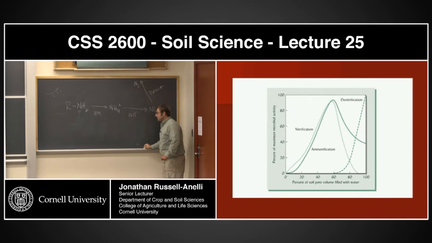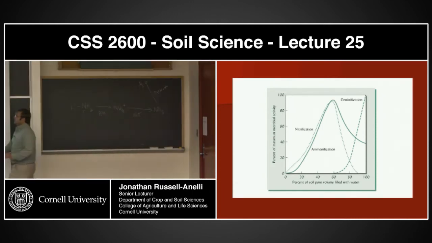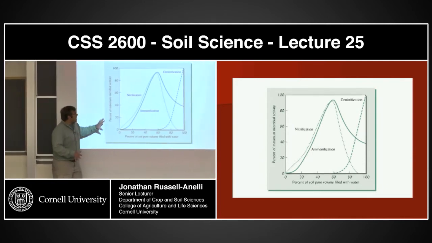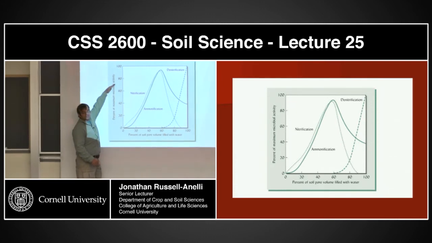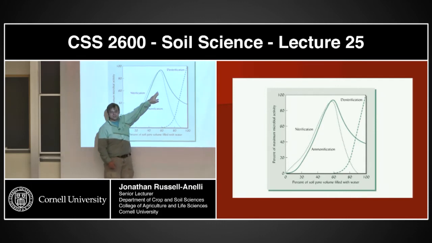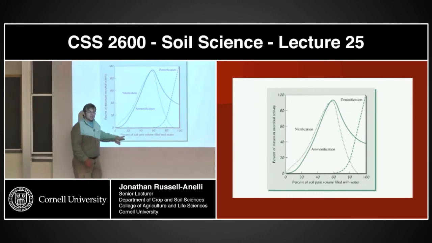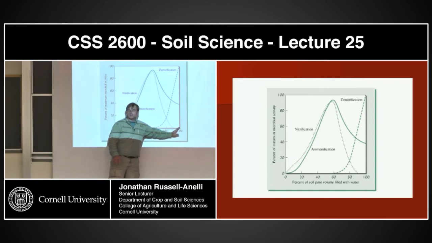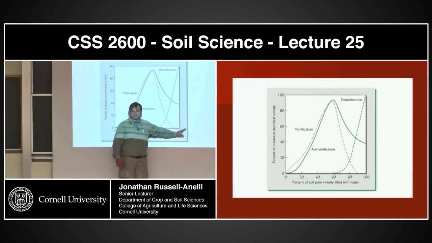Right? Now, let's explain this graph. This is the percentage of maximum microbial activity. Okay, so this is a measurement of the organisms that are doing nitrification, ammonification, and denitrification. This along the bottom is the percent of the soil pores that are filled with water. The more you're filled with water, the less oxygen you have. Make sense? So we're going from an aerobic system to an anaerobic system.